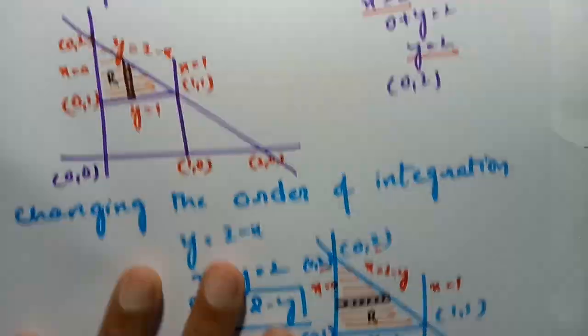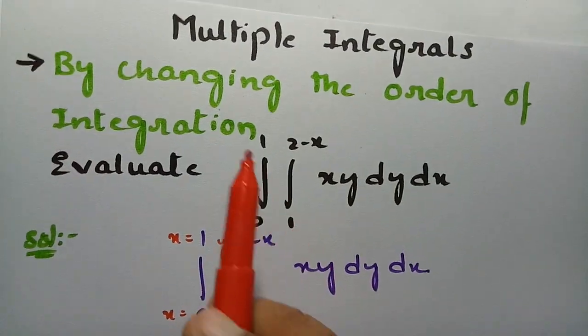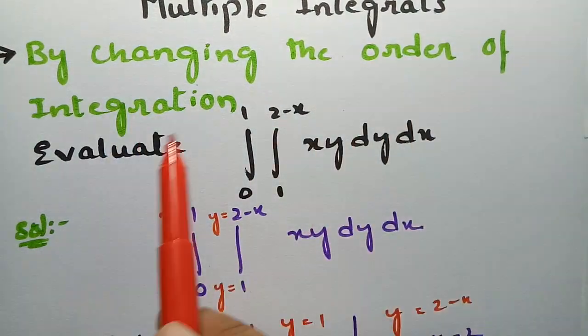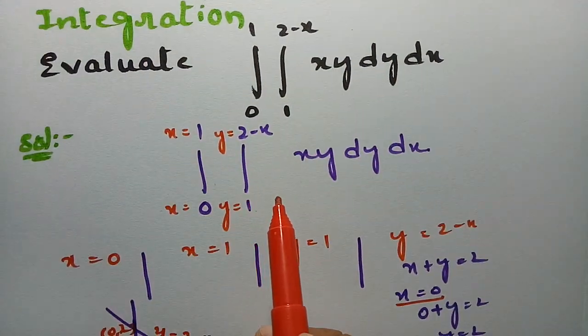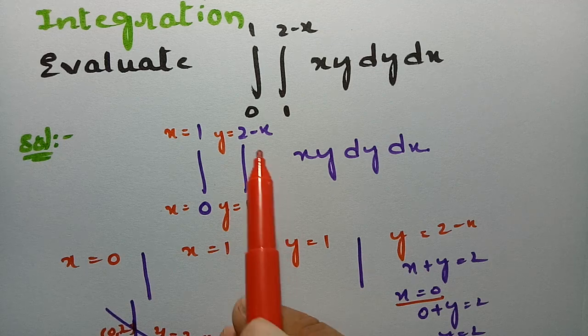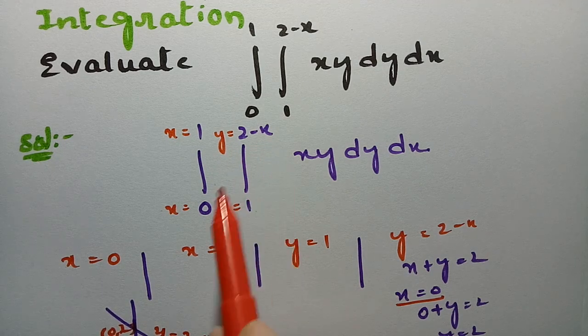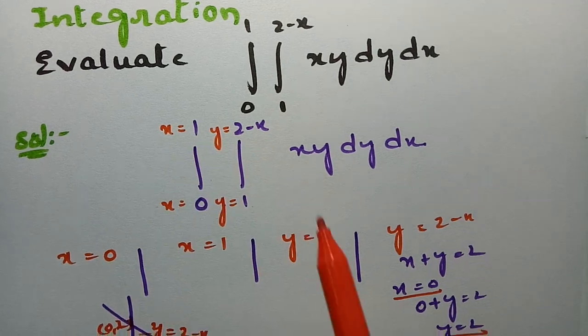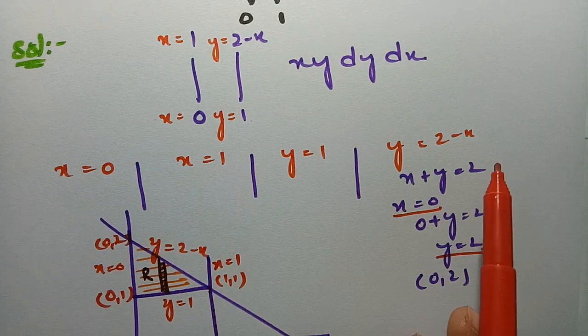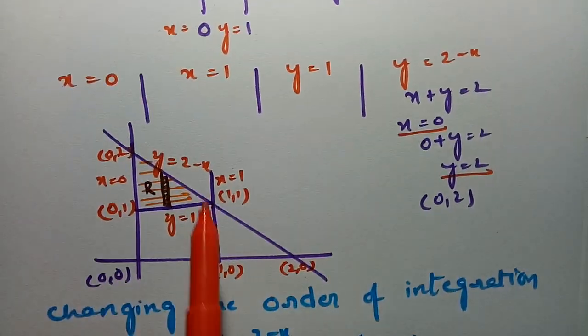Once in a nutshell I'm telling. So this is the question given. We have to evaluate by changing the order of integration. First of all, we have to identify the limits. So here the y limits are y is equal to 1 to y is equal to 2 minus x, and x is equal to 0 to x is equal to 1. So these are all the limit values, and within this limit we have to find this figure.